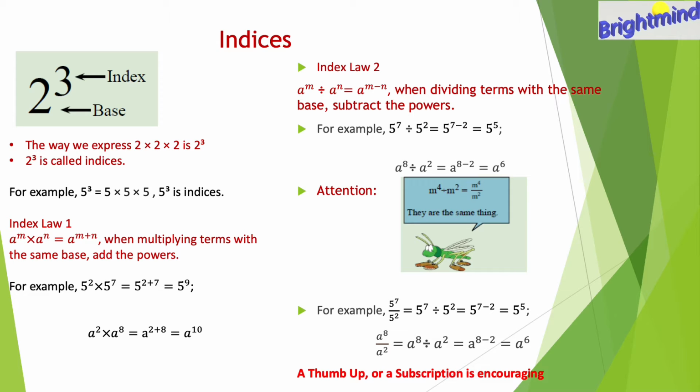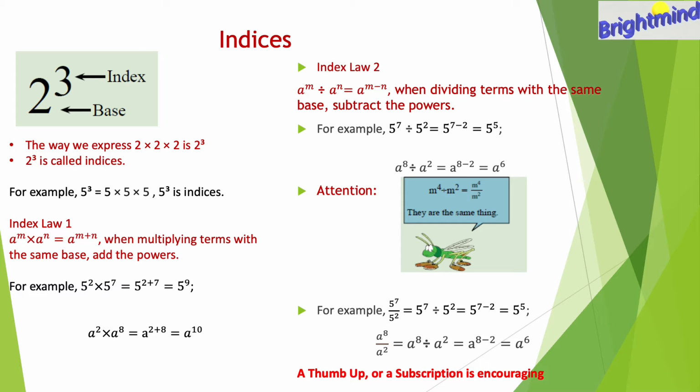Indices. 2 to the power of 3. 2 is called the base. 3 is called the index. The way we express 2 multiplying 2 multiplying 2 is 2 to the power of 3. So 2 to the power of 3 is called indices. For example, 5 to the power of 3 equals 5 multiplying 5 multiplying 5. And 5 to the power of 3 is indices.